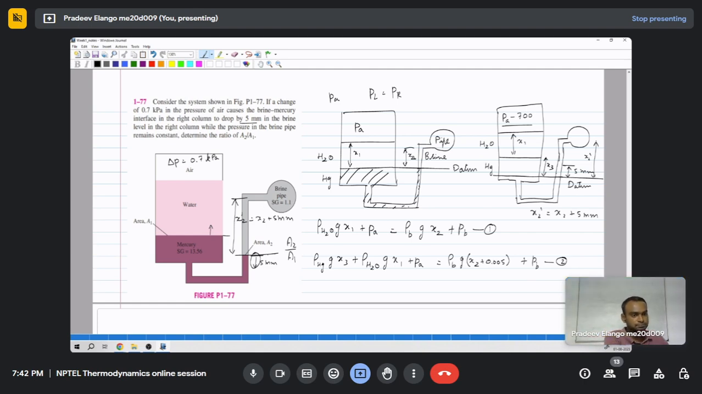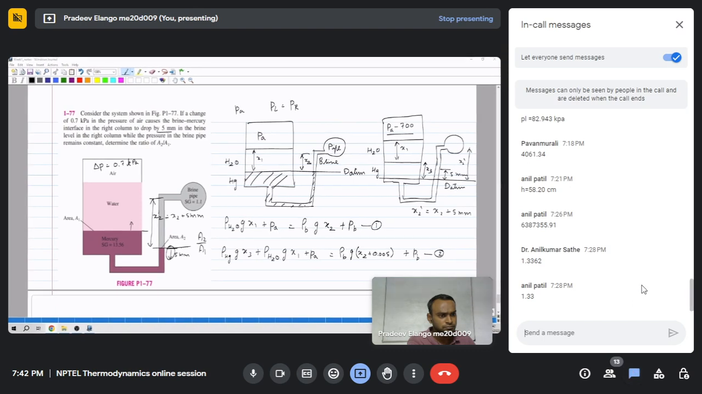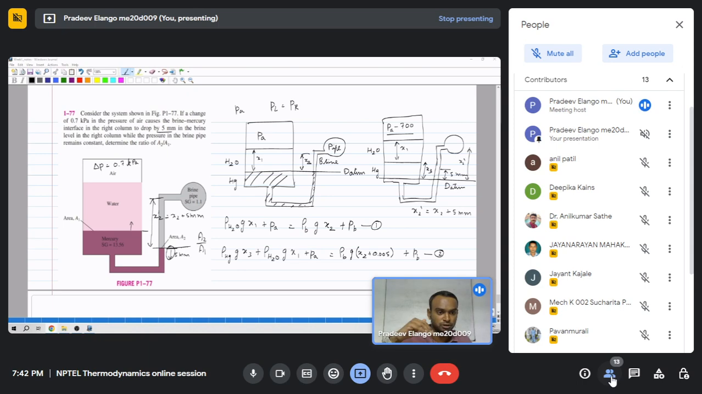But the English sentence says it should be x2 minus 5. But anyways. No, it only says the column drops. Yes, the column drops means it should be x2 minus 5, right? The pressure causes the brine-mercury interface in the right column to drop by 5 mm. So this interface goes down by 5 mm. That means I will have more height of the brine solution. Okay. Okay, sir.